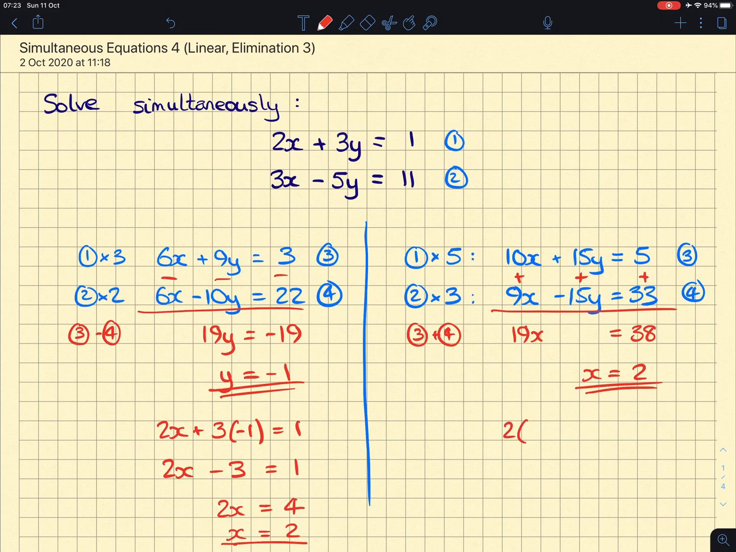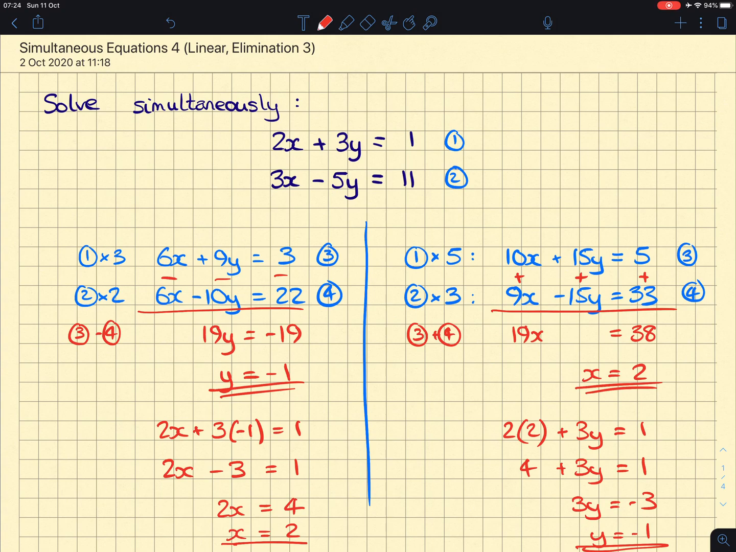So we're going to end up with 2 lots of x, which is now 2, plus 3y equals 1. So we end up with 4 plus 3y equals 1. Take away 4 from both sides, and then divide both sides by 3. And we're going to have exactly the same answers as we did before. X equals 2 and y equals minus 1.